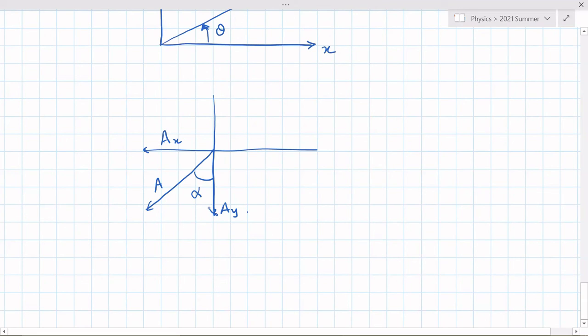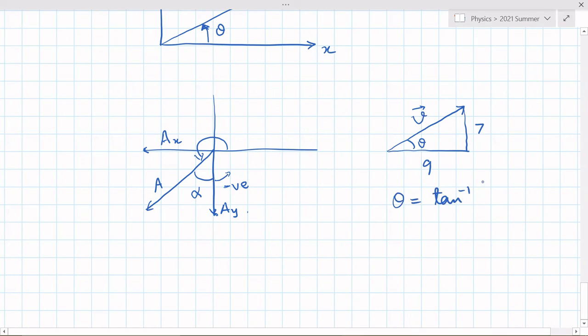Suppose you do the calculations and alpha comes out negative. What does that mean? If alpha is negative, that means you are here. How will you find out the angle? This is, let's say, 7, and this is 9. Then how do I find theta? If you were trying to find alpha here like that, then you would be taking these as positive quantities.